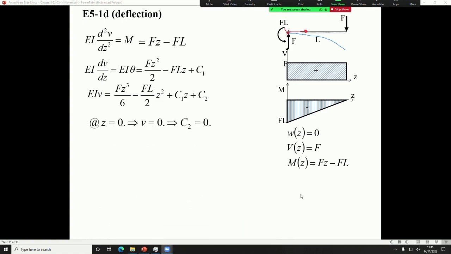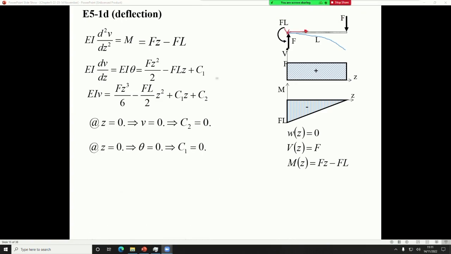So therefore, at the clamp support, the deflection is zero, so the first constant value is zero. The second constant value is zero because the slope is zero as well. So if we substitute in the top equation, then C1 and C2 are zero.